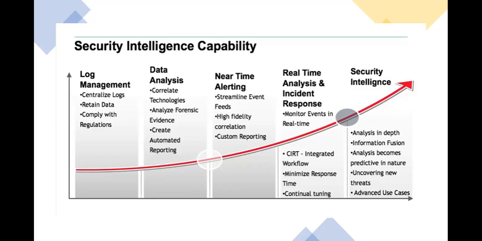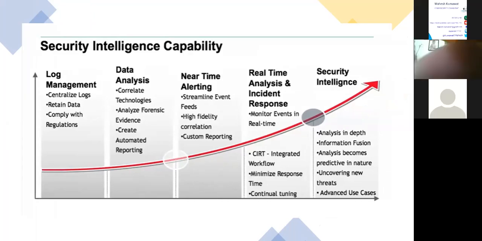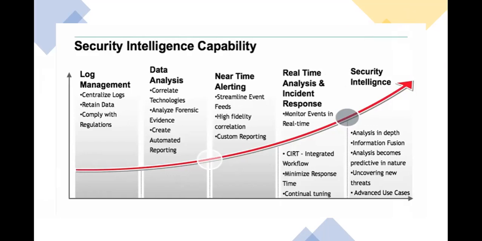Confluence is one of the tools in software development, where you'll be writing down your stories. And as per your ISO 27000 compliance, you're going to be required to do all of this, my dear friends. So this is log management. And then I'm talking about some data analytics: correlate technologies, analyze forensic evidence, create automated reporting.